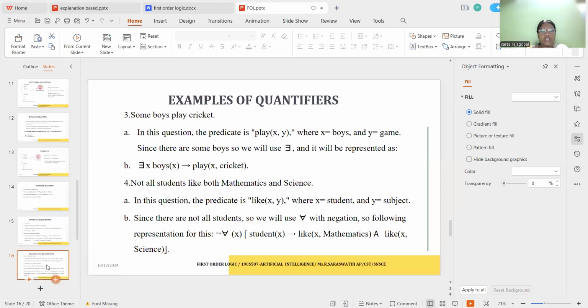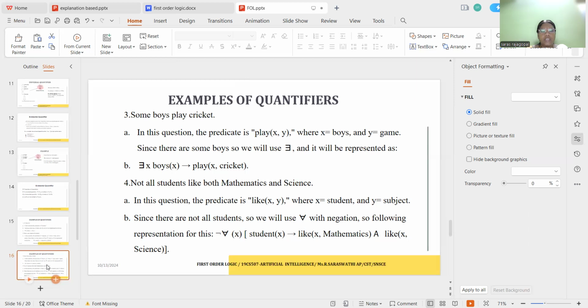Third example is some boys are playing cricket. The predicate is play. Here two variables are there, boys and cricket. Play of x, comma, y, where x is a boy, y is a game, that is cricket. Since some boys, we can represent it as there exists x. It will be represented as there exists x, boys of x, which implies play of x, comma, y, where y is cricket.